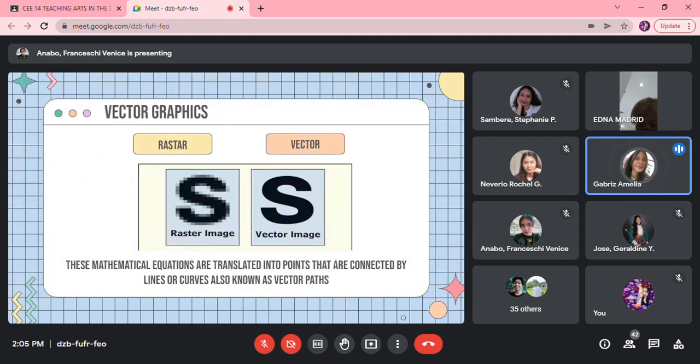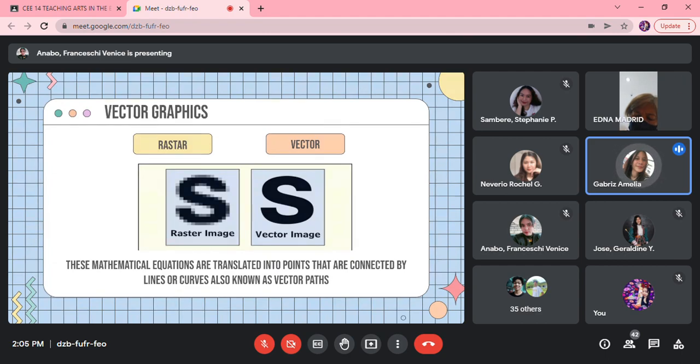So, these mathematical equations are translated into points. They are connected by lines or curves, also known as vector paths. So, example po ng vector graphics, yung nasa screen. Yan yung raster, makikita mo talaga yung mga pixels. So, yung kabila naman, vector graphics na inaano natin ngayon.